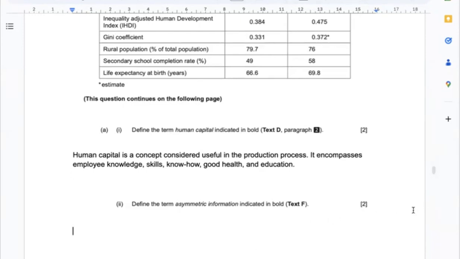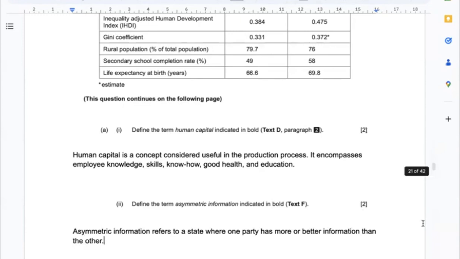Question A2. Define the term asymmetric information indicated in bold in the text. Asymmetric information is a type of market failure that refers to a state where one party has more or better information than the other.